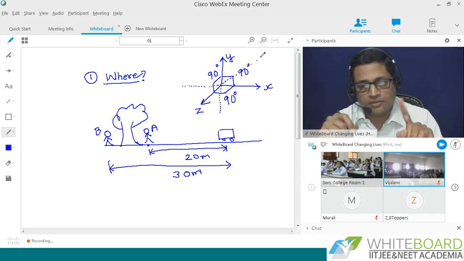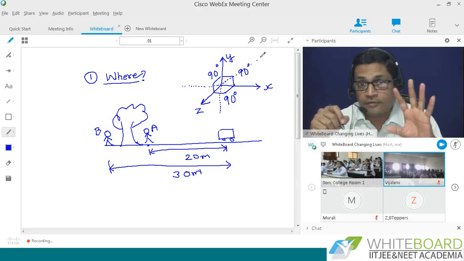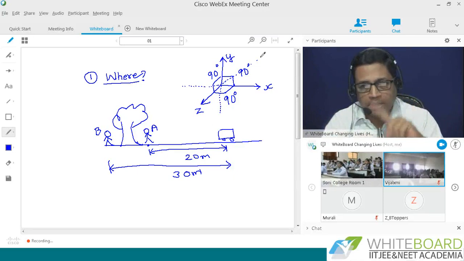You are free to choose the y-axis also in whichever direction you want. But once you fix these two, you are not free to choose the z-axis in whichever direction you want. The z-axis should be perpendicular to the plane containing the x and y-axis. That is rule number 1.